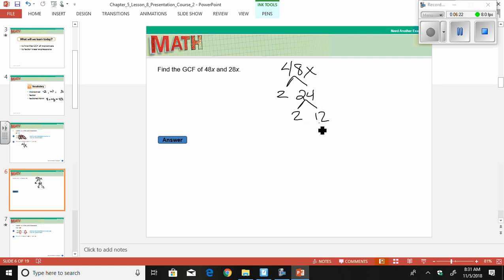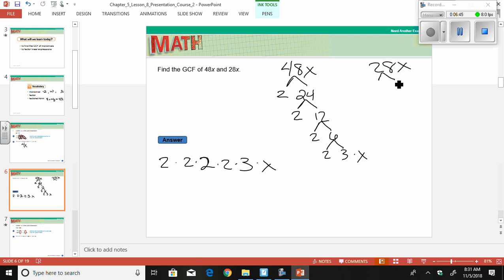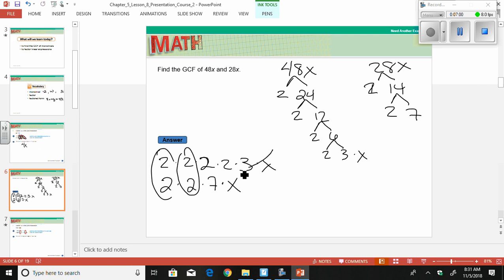2 and 12, 2 and 6, 2 and 3. So I finally came down to all prime numbers. So it's 2, 1, 2, 3, 4. 1, 2, 3, 4, then times 3 times x. And then 28x, 2 times 14, 2 times 7. So those are all prime. So we can do 2 times 7 times x. So we have a 2 and an x. So we have 4x in common.